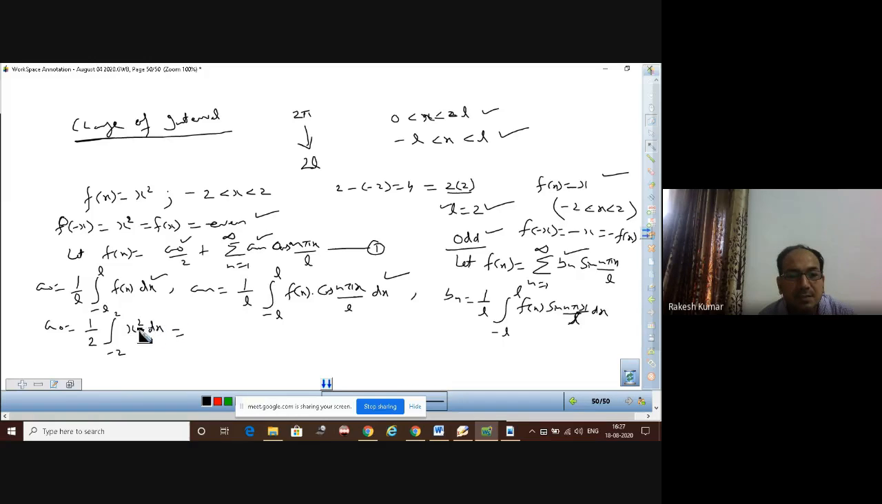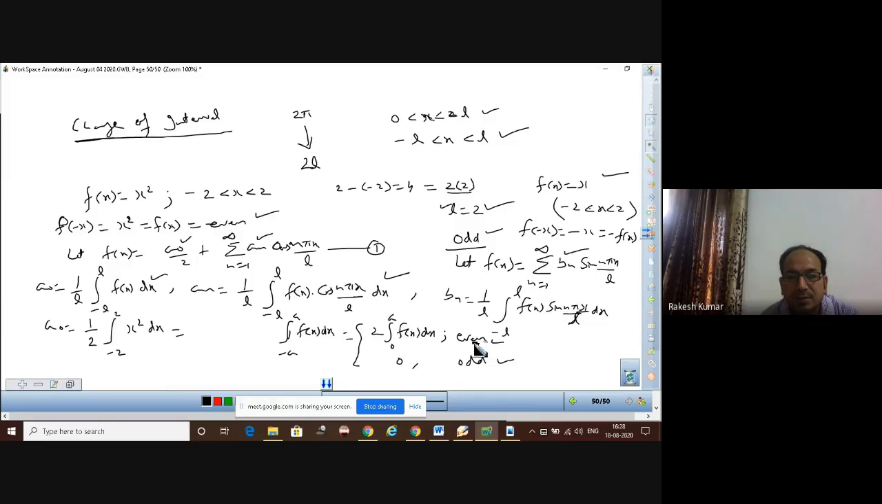Now, because it is an even function, here we shall use the rule of n plus 2 class of integration. The integral from minus a to a of f of x dx will be 2 times the integral from 0 to a of f of x dx when the function is even, and when the function is odd it becomes 0. This is the formula of n plus 2 class.